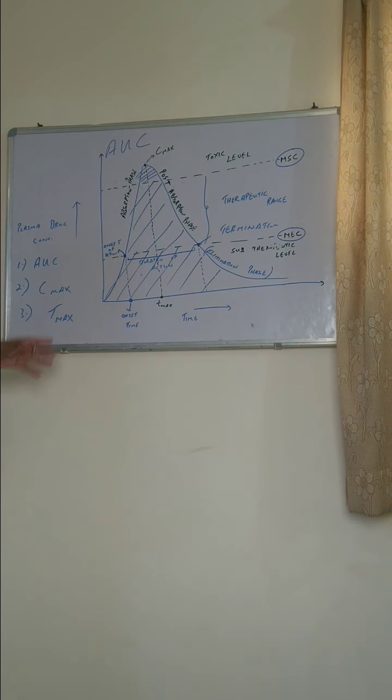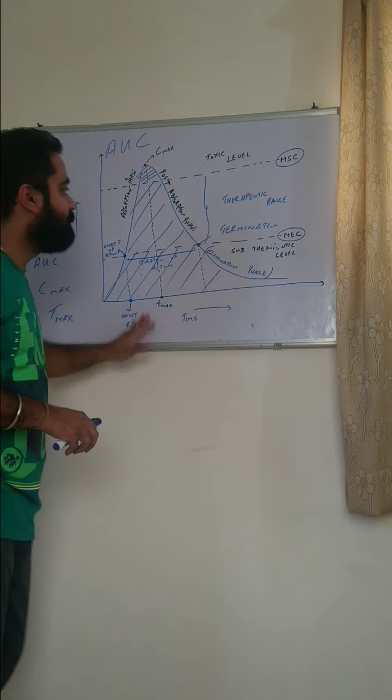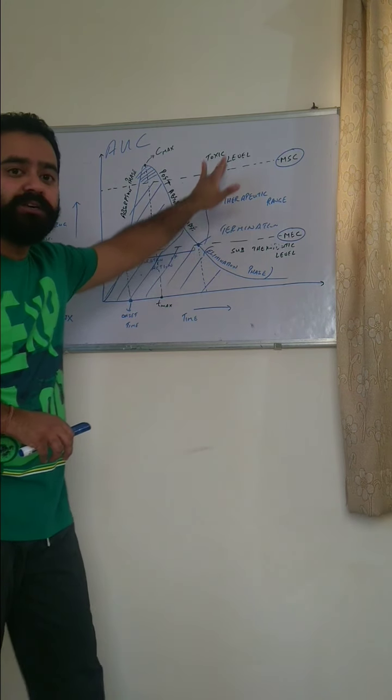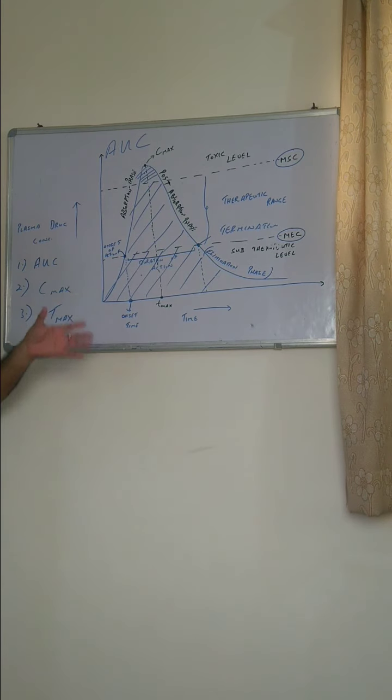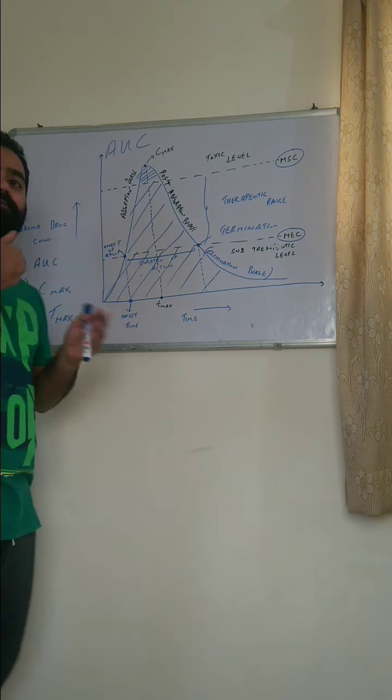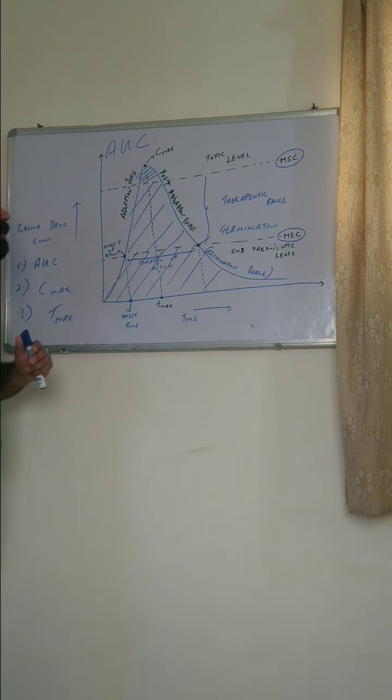All the other parameters, let it be onset of action, duration of action, onset time, termination point, therapeutic range, MSC, MEC, toxic level, subtherapeutic level, all these parameters are the pharmacodynamic parameters. So this is a basic difference between the pharmacokinetic and pharmacodynamic parameters. You can have a look at this graph once again, draw it, memorize it, revise it thoroughly.